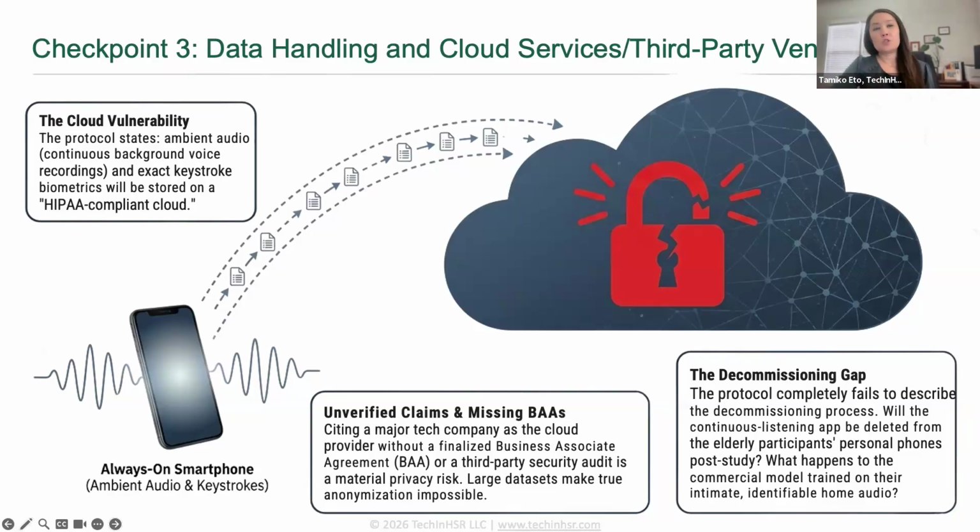Second, the decommissioning gap. What is that? The protocol says nothing about what happens to any of this data at the end of the study. Will the continuous listening app be deleted from the participants' personal phones? Will it stop recording? How do we ensure that it's no longer recording them? What process ensures that? What happens to the commercial AI model that was trained on their intimate identifiable home audio? So these are risks that have to be articulated in that protocol.